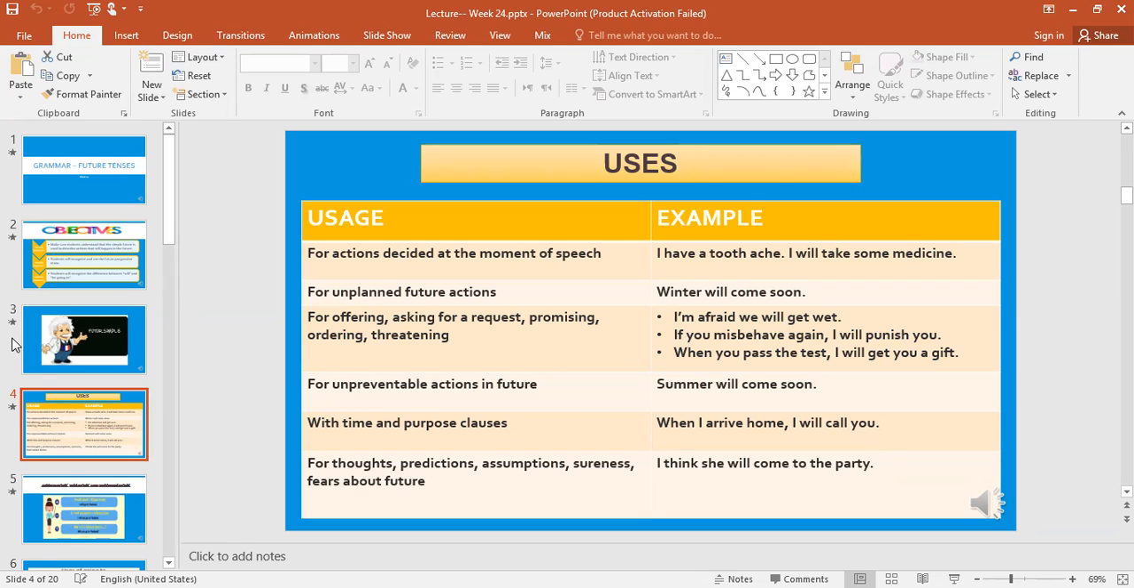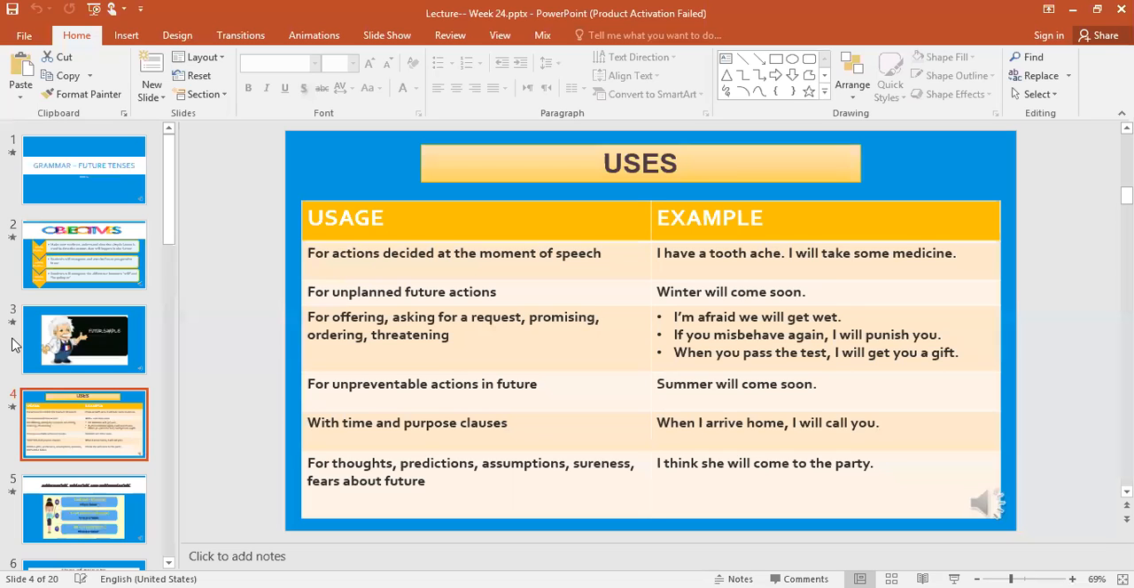The third use of the future simple tense is for offering. What do you mean by offering? I offer you something. I forgot my wallet at home. Don't worry, I will give you money. This is an offer. Yes. Okay, so like this is an offer.